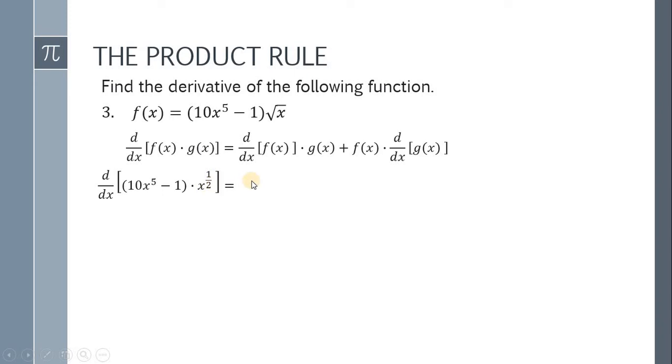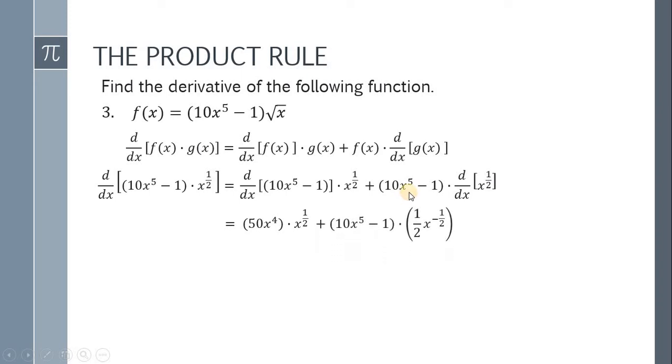or yung square root of x, is equivalent to the derivative of the first times the second, or the derivative of 10x raised to the 5th power minus 1 times x raised to 1/2 plus first times the derivative of the second, 10x raised to the 5th power minus 1 times the derivative of x raised to 1/2. Now, ano yung derivative ng 10x raised to the 5th power minus 1? So, we have 50x raised to the 4th power times x raised to 1/2 plus yung first natin multiply by the derivative of x raised to 1/2.